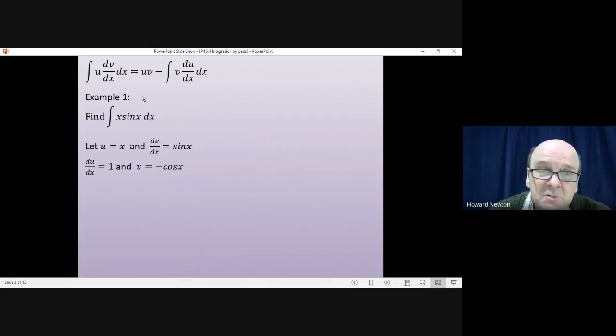So you'll substitute in for u, v, and du by dx. You'll have to carry out this integral in the normal way, and then you'll have completed the question. Doesn't take very long, this question. I'll let you have a go at doing it yourself. So pause the video, have a go, and come back to me when you're ready.